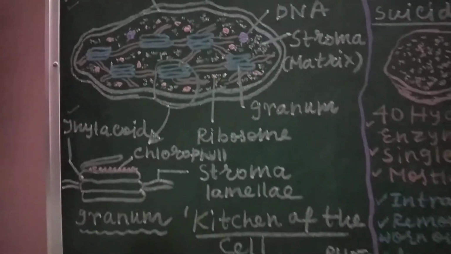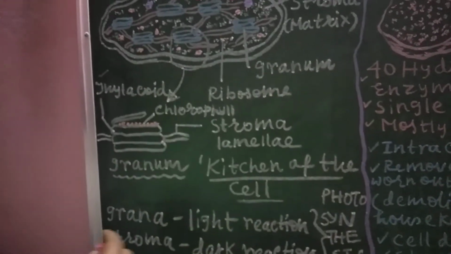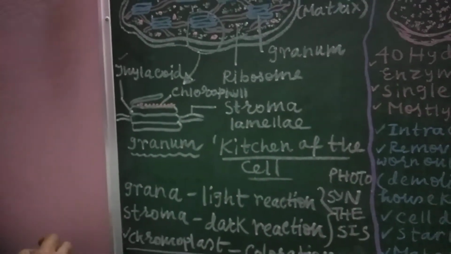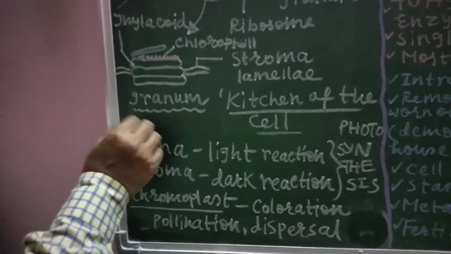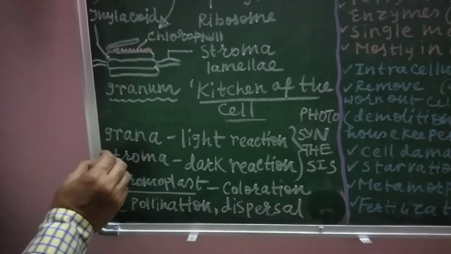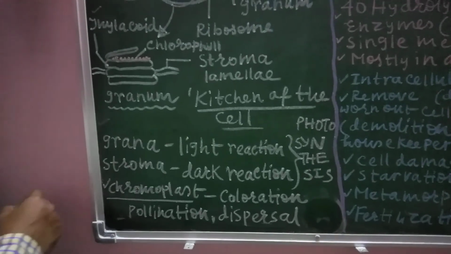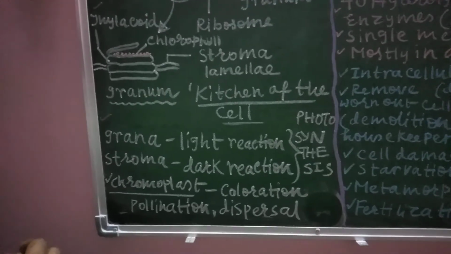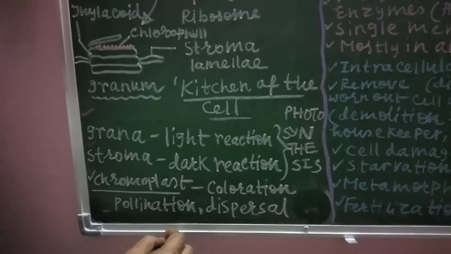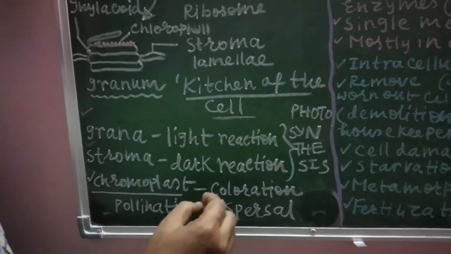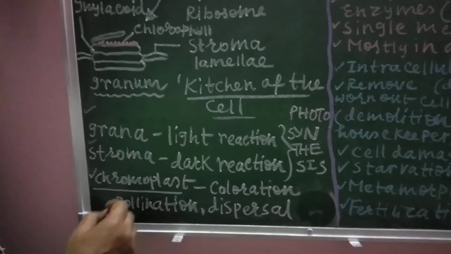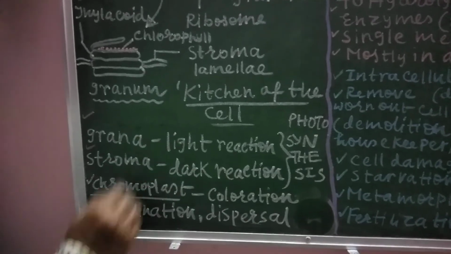Plastids are known as the kitchen of the cell. Specifically, chloroplast is known as the kitchen of the cell because the photosynthesis process occurs here. Grana is the place where the light reaction of photosynthesis occurs, and stroma is the place where the dark reaction occurs. The colored plastids, that is chromoplasts, are responsible for coloration of different parts of the plant which are not green, like flowers, fruits, seeds, etc. They are helpful in pollination and dispersal of the seeds.